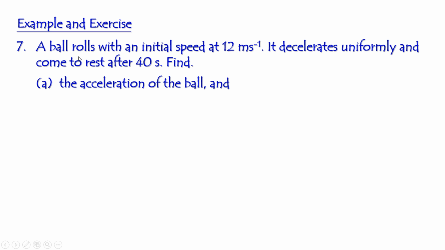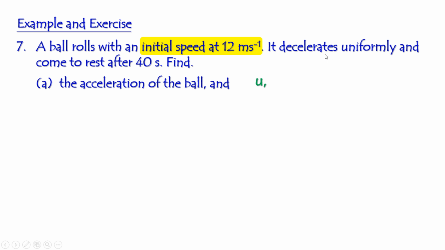A ball rolls with an initial speed of 12 meters per second. So you know the initial speed, it is U, okay? So don't mix it up. U represents the initial speed and V represents the final speed, okay? The initial speed is 12 and it decelerates uniformly.